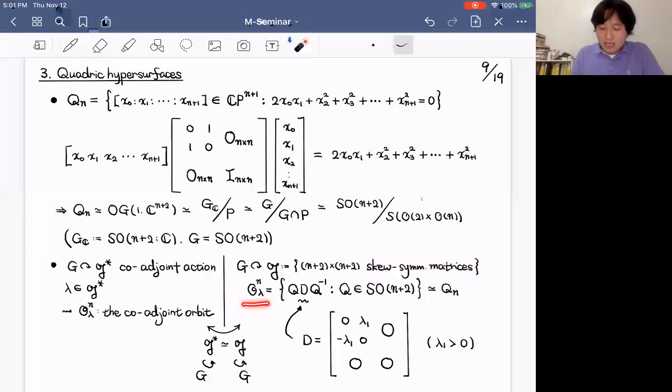And then to realize our quadric hypersurface, I need to make a special choice for the element. Okay, so to define the quadric hypersurface, almost everything is 0 except the 2-by-2 block, and for the 2-by-2 block I'm going to choose this. Then you can easily see that SO(n+2) acts by conjugation, and the isotropy subgroup looks like this. Therefore, this orbit can be viewed as the quadric hypersurface.